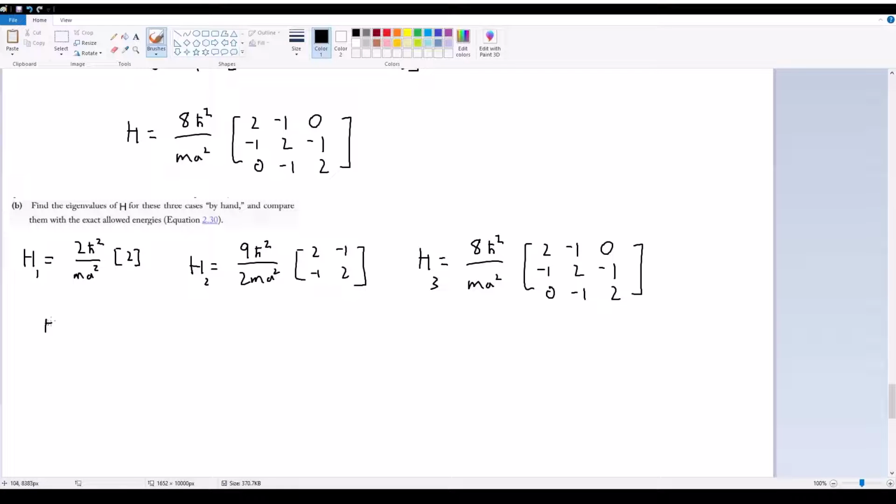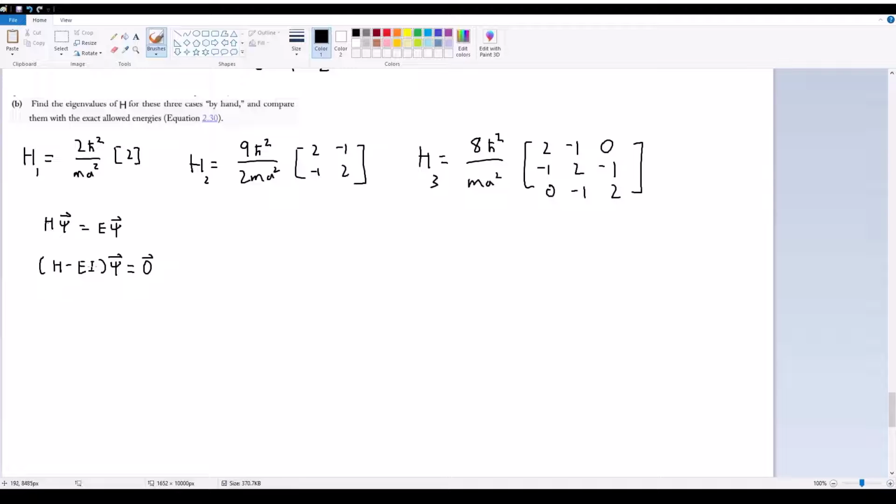So you start with H times psi is equal to E times psi, where H is a matrix, psi is a vector, and E is a constant. What you do is you rearrange this and say, I can rewrite this by moving E to the left, as H minus E times the identity matrix multiplied by psi is equal to 0, where 0 is a vector, and I should probably emphasize that these psi's are vectors. Then finally, to solve this, I say that the determinant of the matrix H minus EI has to equal 0 to solve for the eigenvalues.